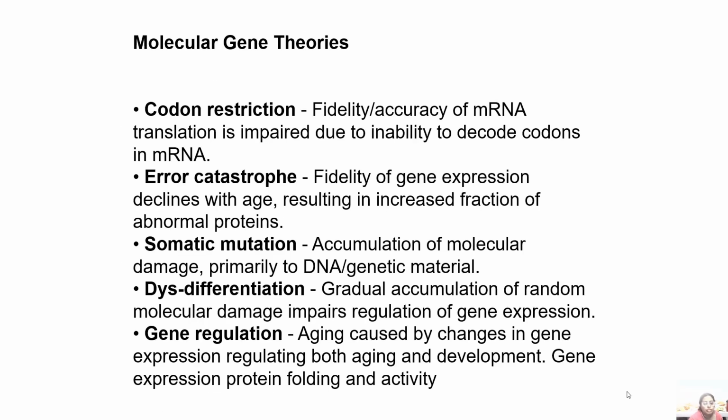Now, if you talk about the molecular gene theories, fidelity and accuracy of mRNA translation is impaired due to inability to decode codons in mRNA. Fidelity of gene expression declines with age, resulting in an increased fraction of abnormal proteins. There is accumulation of molecular damage, primarily to DNA, the genetic material. Dysdifferentiation: age-related accumulation of random molecular damage impairs regulation of gene expression. In gene regulation, aging is caused by changes in gene expression, regulating both aging and development, gene expression, protein folding, and activity.